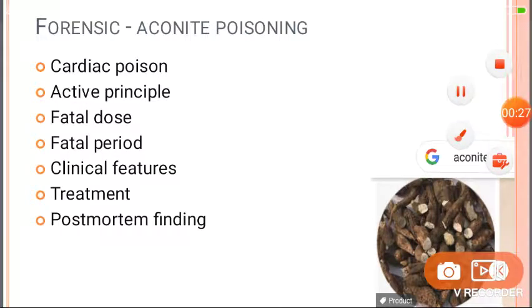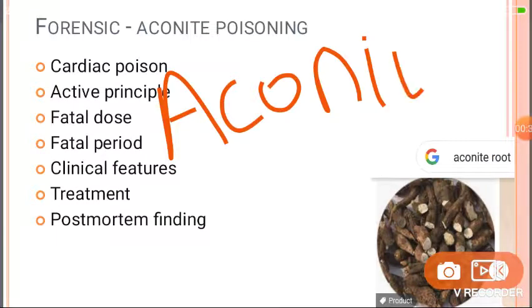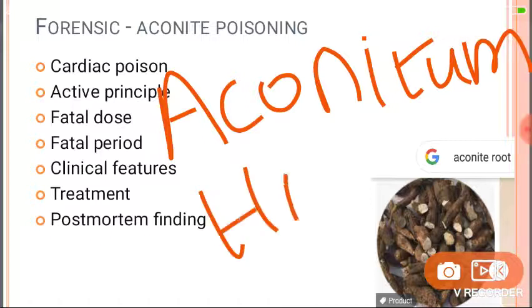So it is called what? Aconitum plant. And it is found where? In the Himalayas. There are a lot of Indian varieties like Aconitum ferox, Aconitum napellus, Aconitum chasmanthum, Balfourii, and many others. So the whole plant is toxic, but the root is the most potent poison.